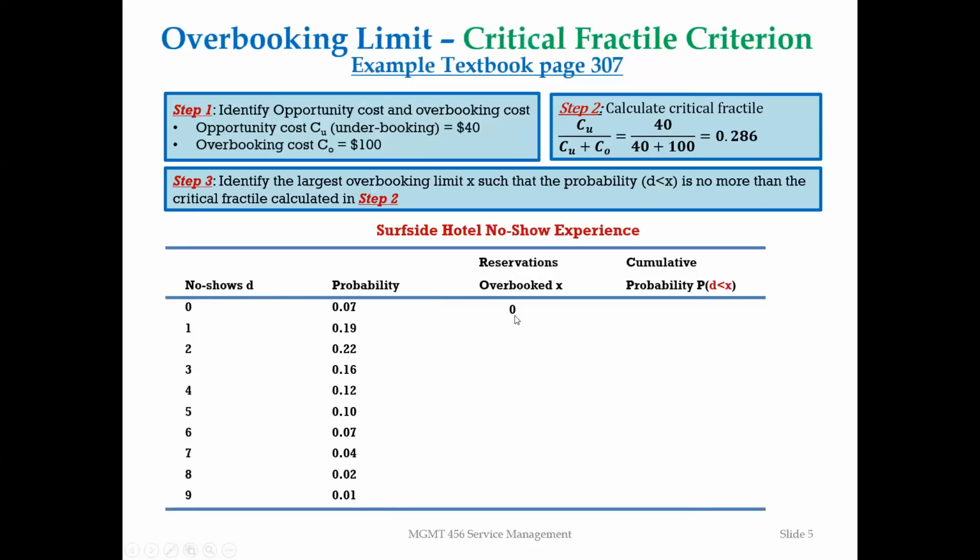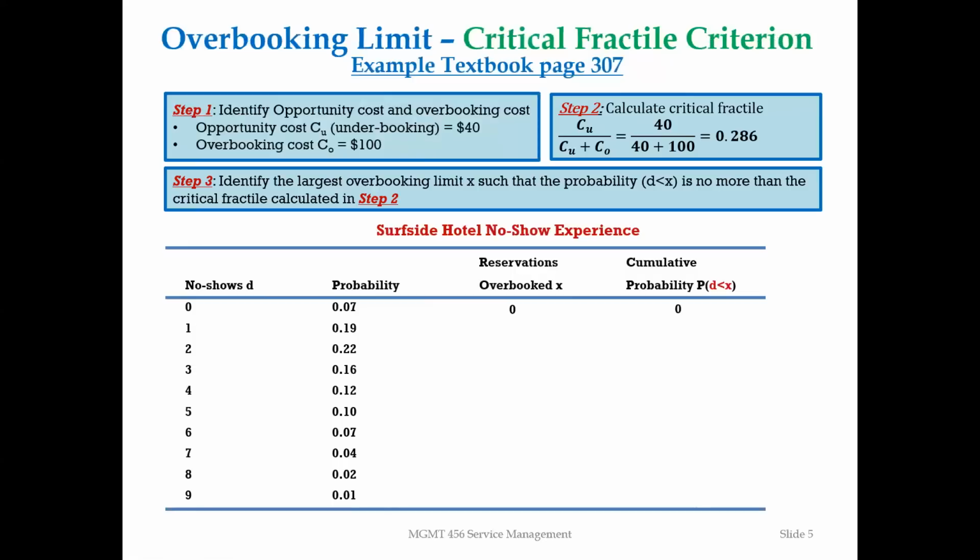You can see if X is 0, there's no way D will be less than X, because look at D. D is from 0 to 9. Any number from 0 to 9 will never be less than 0. It will never happen. So if the overbooking limit is 0, D will never be less than 0. So the probability is what? It's 0. Then we can try the next overbooking limit.